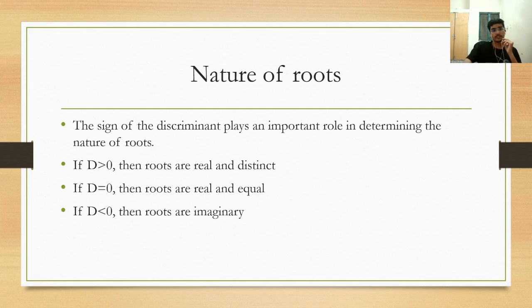And in the third case, if D is less than 0, the roots are imaginary. As I told you, imaginary means complex numbers, so they would be of the form a plus ib. And note that the roots would always be distinct here. That's just an extra point: if the roots are imaginary, they would always be distinct.